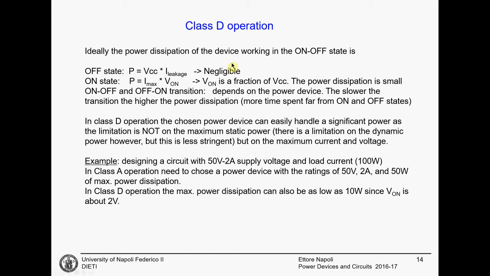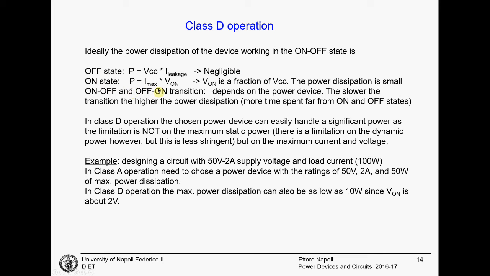Ideally, the power dissipation in the on and the off state is the following. In the off state, the power dissipated on the device is the maximum voltage, the supply voltage VCC, VDD, the bus voltage. There are many ways to name this highest voltage in the circuit, multiplied by the leakage current of the device. But since the leakage current is quite small, this is, let's say, negligible in most applications.